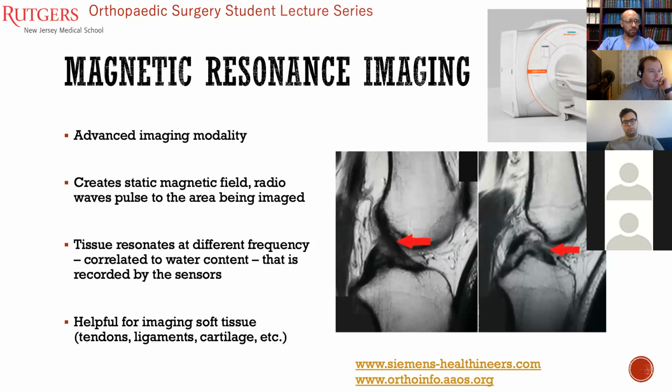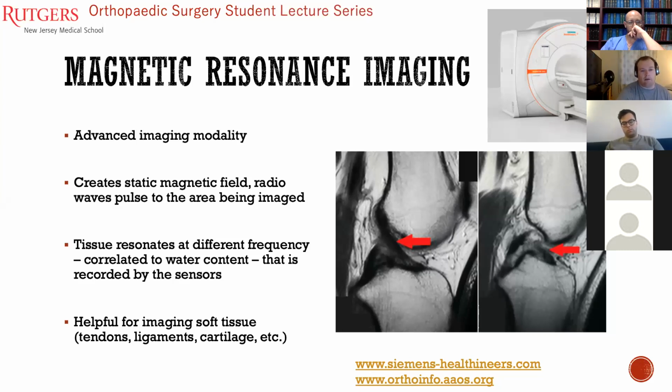So again, the other option in terms of our more basic but still advanced imaging modalities is the MRI. What it does is that the machine and the tube itself generates a static magnetic field to which radio waves are pulsed into the area being imaged. By creating a static magnetic field around the soft tissue, whether it's the leg, the shoulder, anywhere in the body, it aligns the polarity within the molecule, particularly with the water molecules within the cells.